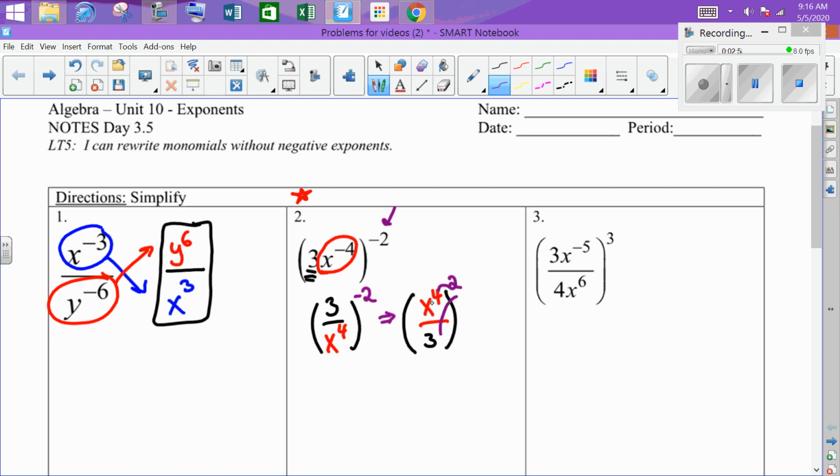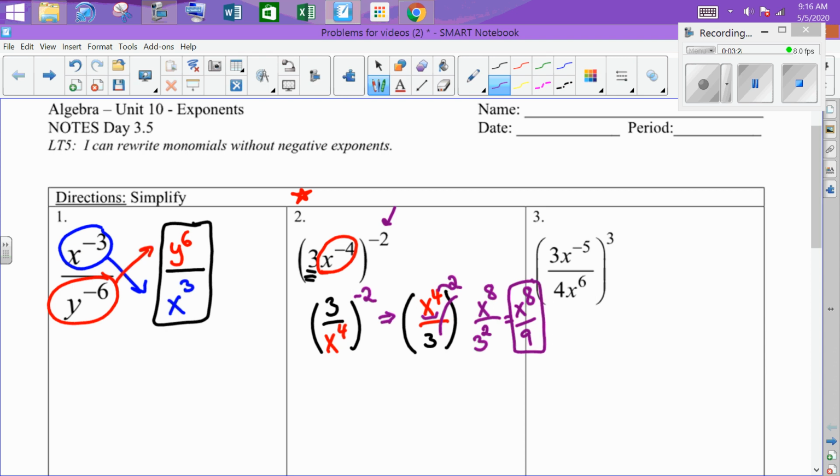Now I need to distribute that exponent to both the numerator and denominator. Here, power raised to a power, multiply those exponents, get x to the 8th. And then here it's not 3 times 2, it's not the big number times the little number, it's the big number raised to the little number, which is 3 squared. So x to the 8th over 9.